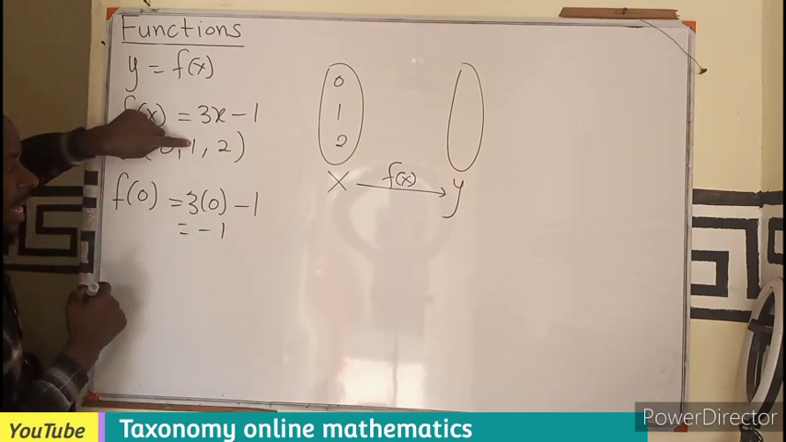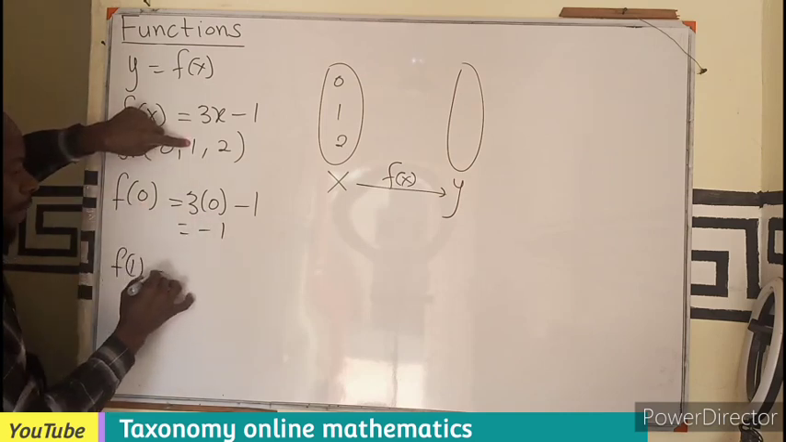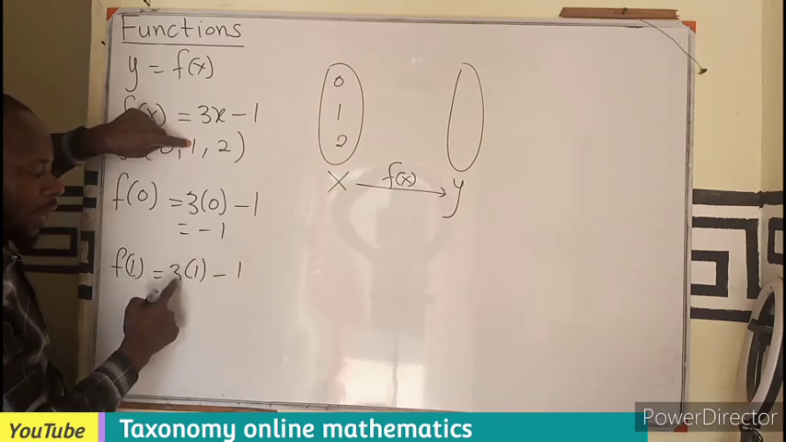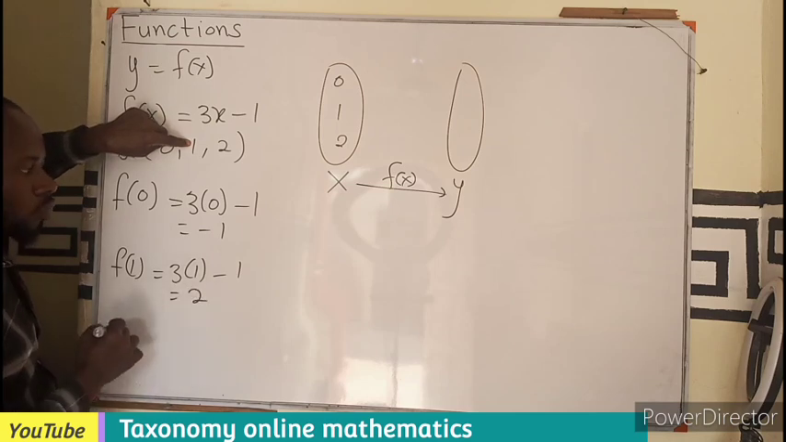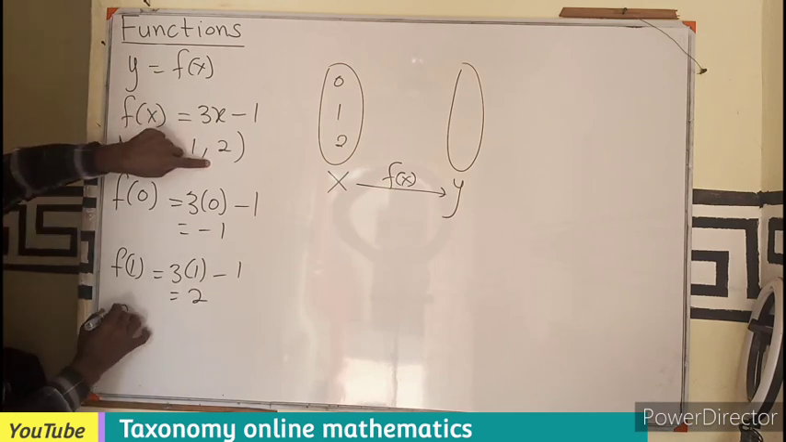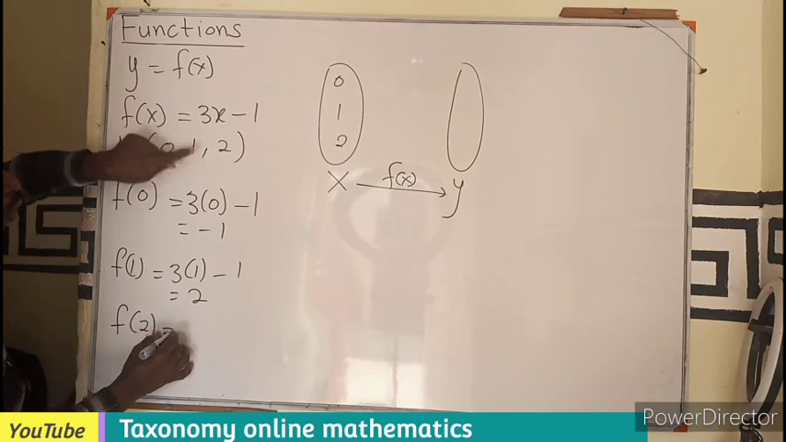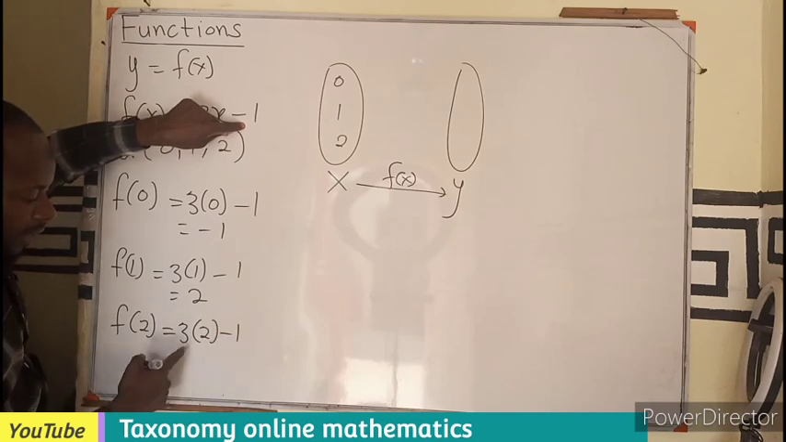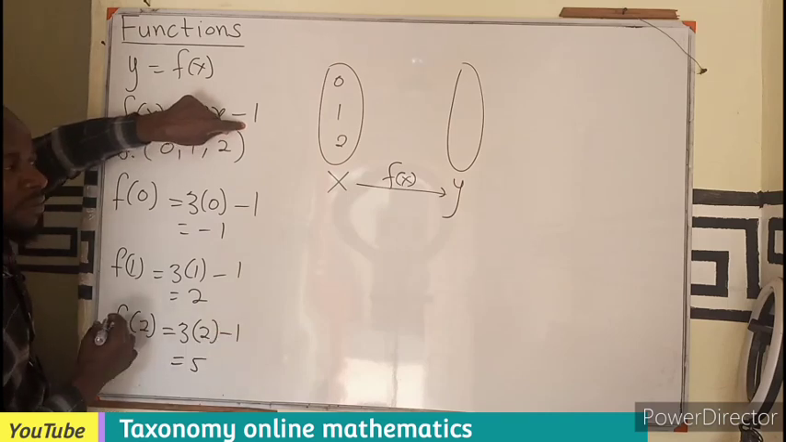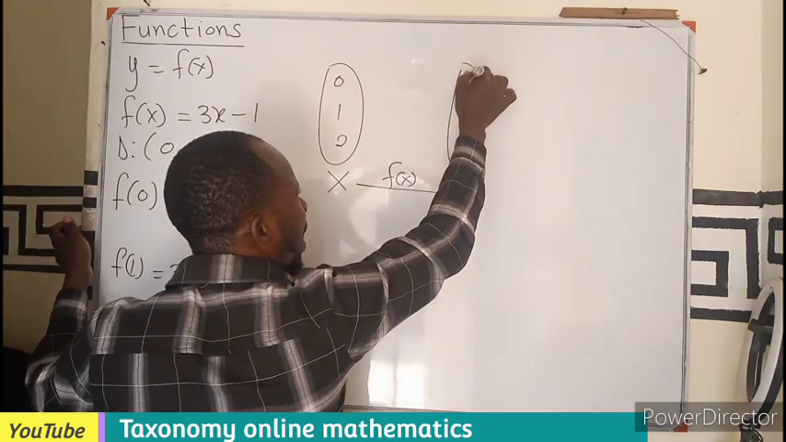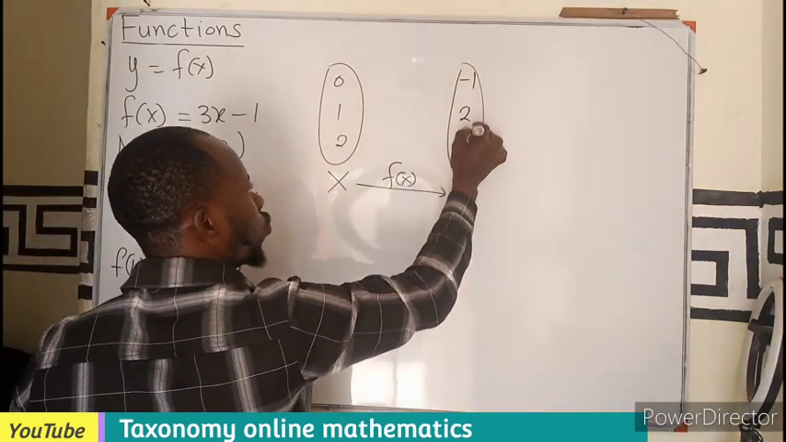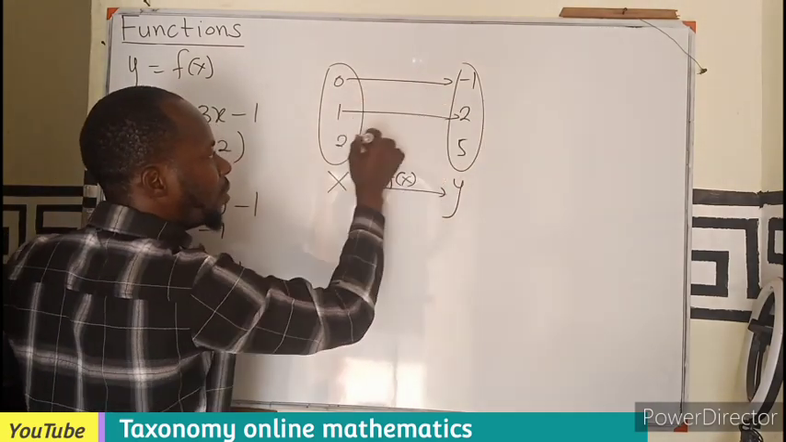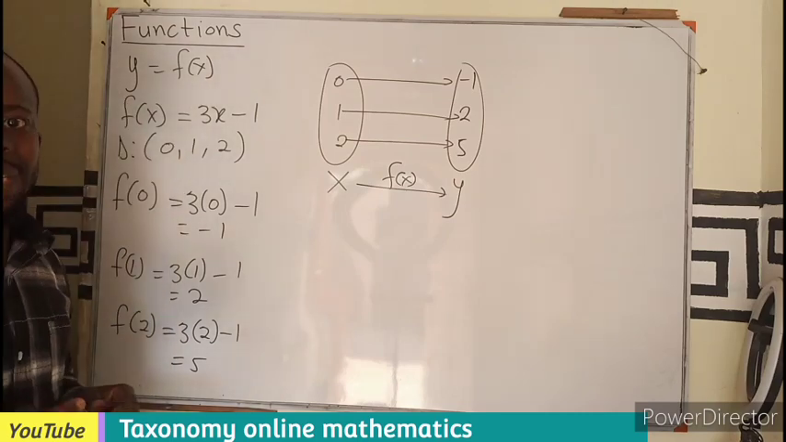Then f of 1 equals 3 times 1 minus 1. And that will be 3 minus 1, which is equal to 2. Then finally we have f of 2, which will be 3x, where the x is now 2, minus 1. And that will be 6 minus 1, which will be what? 5. Meaning we have minus 1, 2, and 5. So if this is what we have, this could be our one-to-one relation.